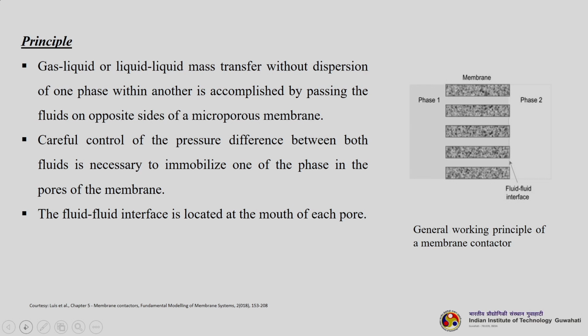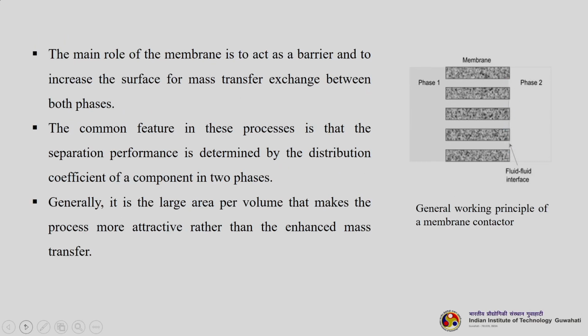If you talk about the principle, gas-liquid and liquid-liquid mass transfer without dispersion of one phase within another is usually accomplished by passing the fluids on opposite sides of a microporous membrane. Careful control of the pressure difference between both fluids is necessary to immobilize one of the phases in the pores of the membrane. The fluid interface is located at the mouth of each pore. You can see the fluid interface here, this is the pore mouth. The main role of the membrane is to act as a barrier and to increase the surface area of mass transfer exchange between both phases.